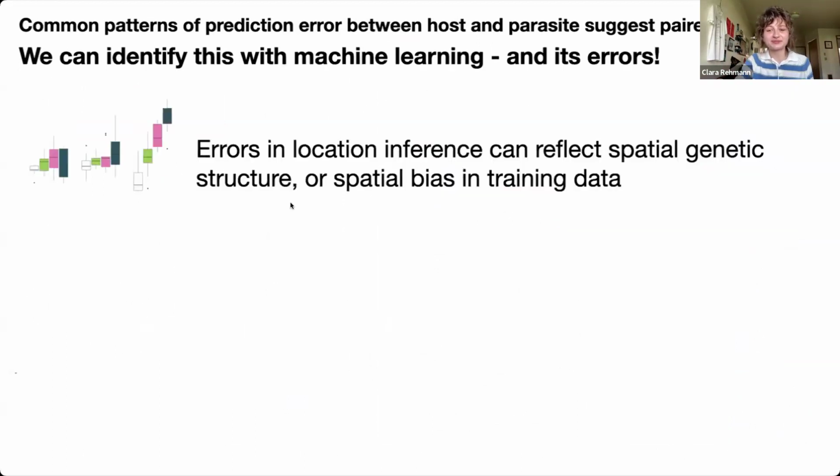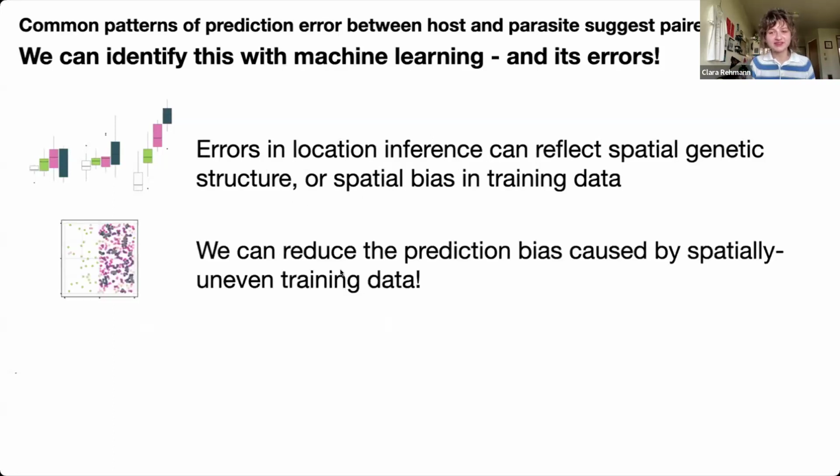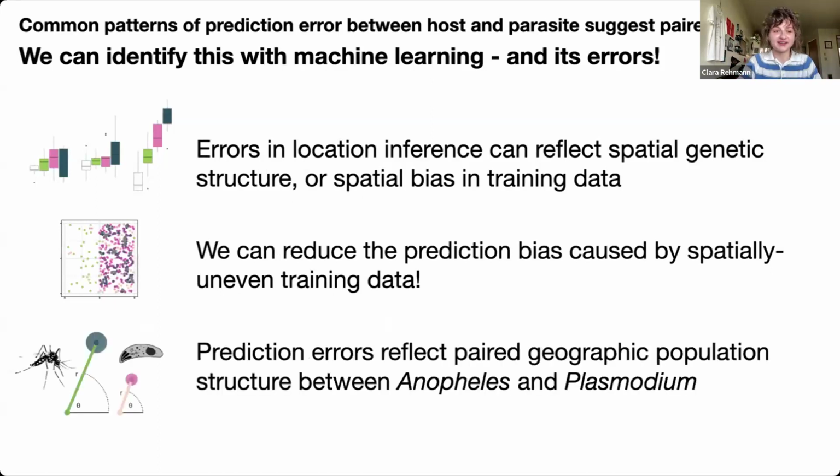So just to recap, there are multiple reasons for prediction errors when we're using these sorts of methods. Here we have both spatial bias and population structure. We developed a method that reduces the impact of that bias on these predictions, and used that to identify common spatial structure between Plasmodium and Anopheles.